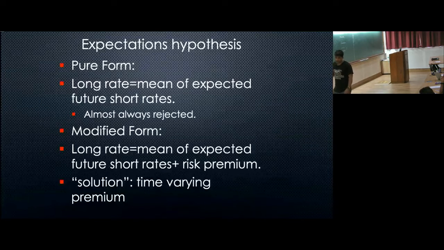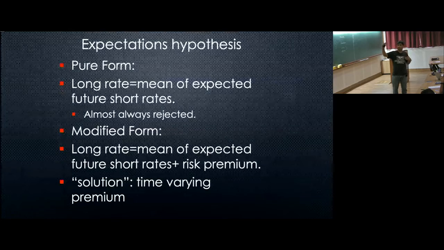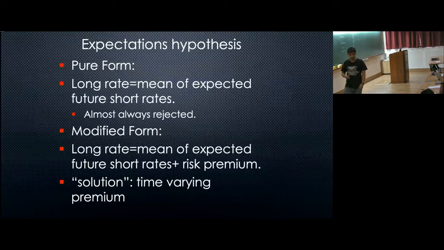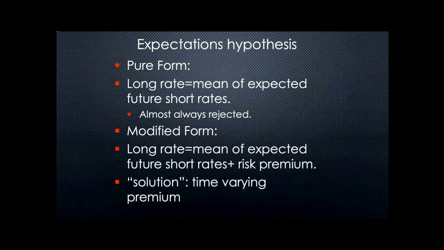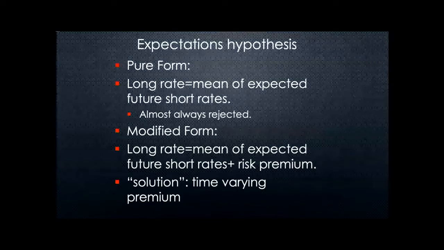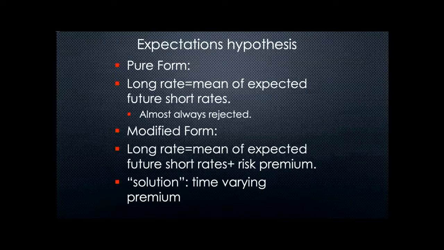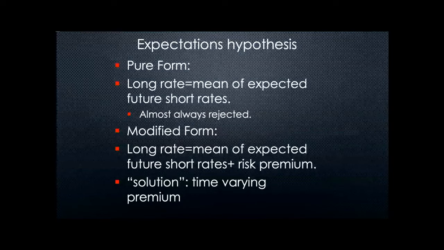The expectations hypothesis, which is the mainstream way of looking at this, suggests the following. This suggests that the long rate is simply the mean of the expected future short rates. Now, it's very interesting because there's a lovely statement that was made by someone who's summarizing this, and he said, if there is any theory which would win a prize for the number of times it's been rejected by evidence, it would be the expectations hypothesis, and it's almost always rejected, right?